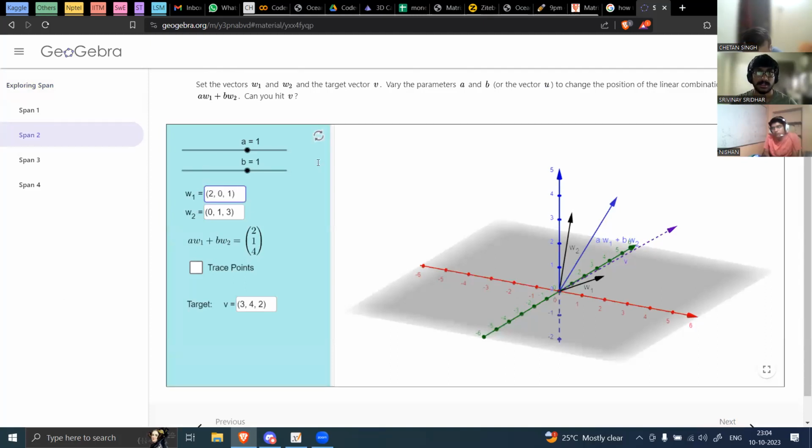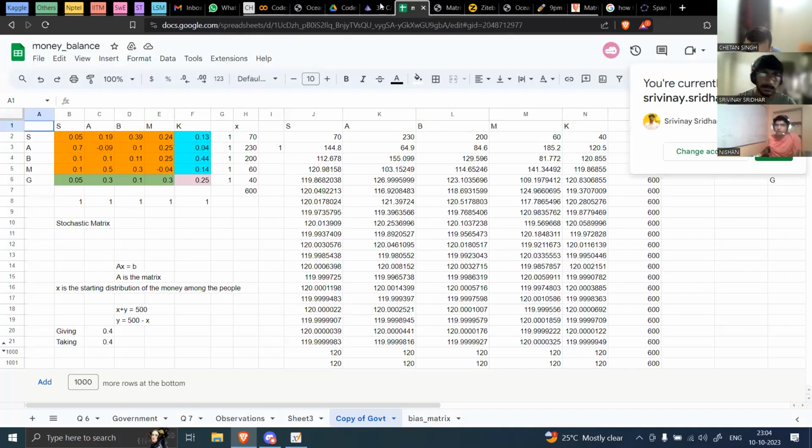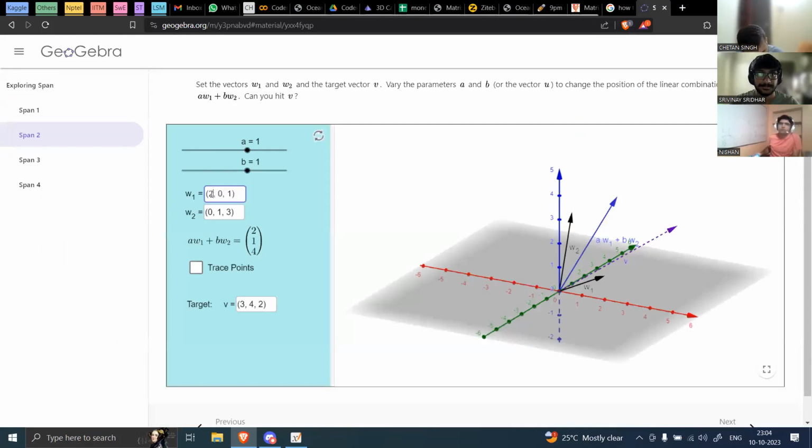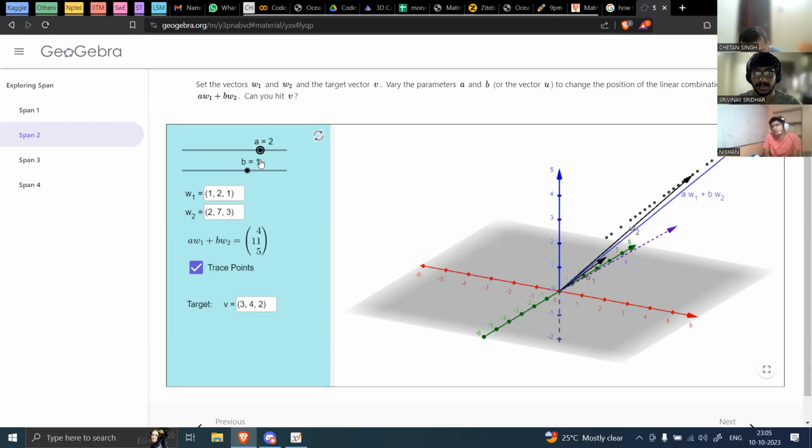So ours was what? I'll tell you two vectors. What are the first and second vector? 1, 2, 1 and 2, 7, 3. So these are all points on a line.